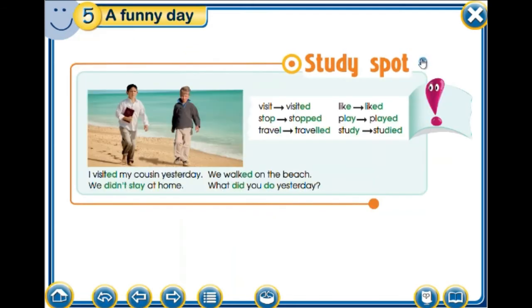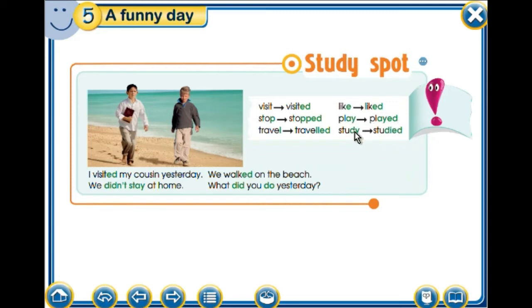Okay, so if you forget the rule, so this is it. We add ed to form the past. Visit, visited. Stop, stopped. Here we double P because there is a vowel before P. Yes, then here travel, travel with double L, then we add ed. Traveled. Like, liked. Plus ed, just d because we have an e here. So, like, liked. Play, played.